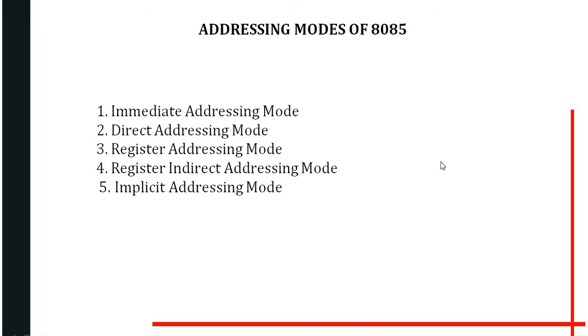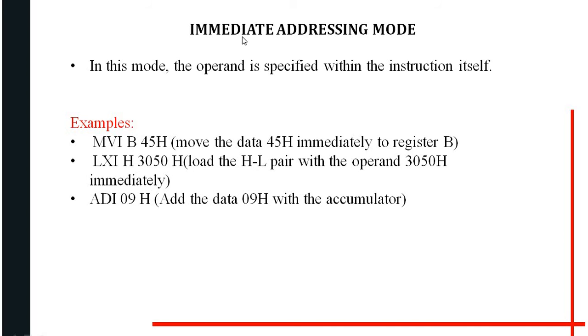There are 5 types of addressing modes in 8085. The first one is the immediate addressing mode, second direct addressing mode, third register addressing mode, fourth register indirect addressing mode, and fifth implicit addressing mode. Let us see the types of addressing modes one by one in detail. First is the immediate addressing mode.